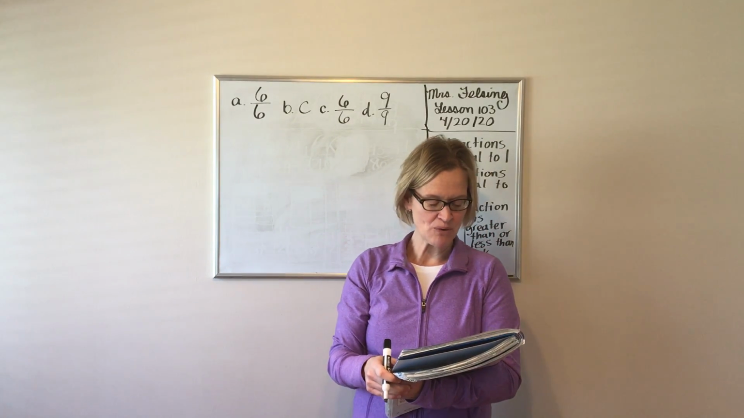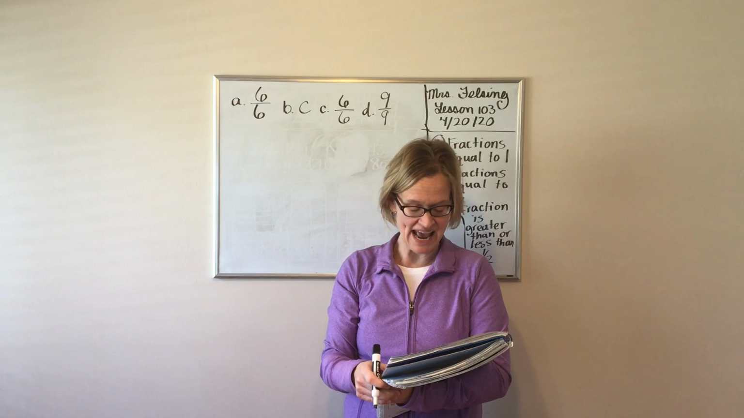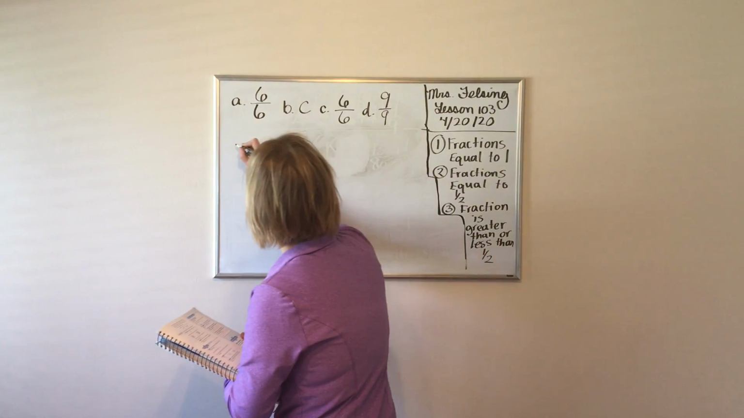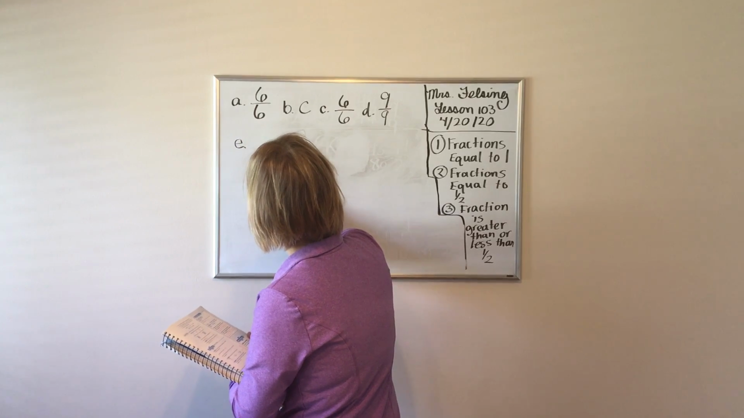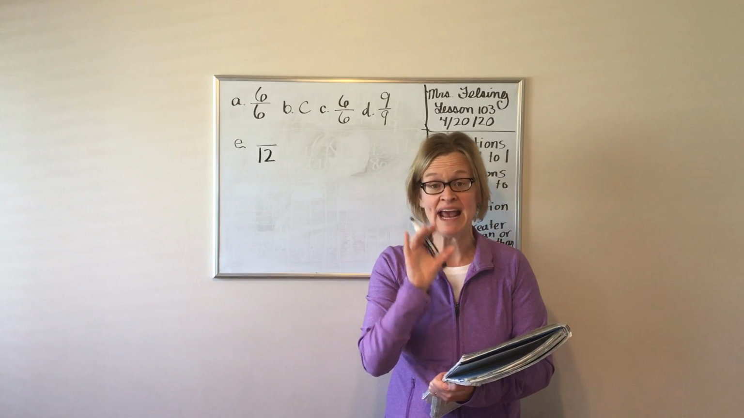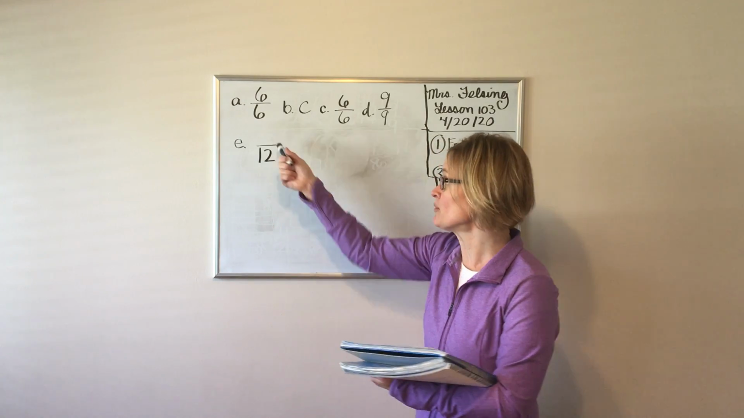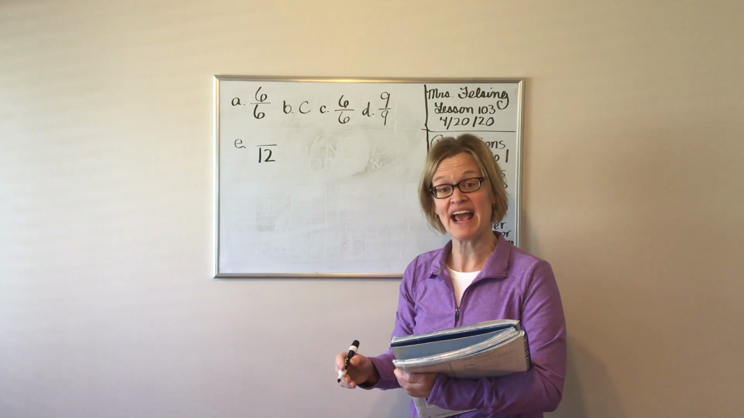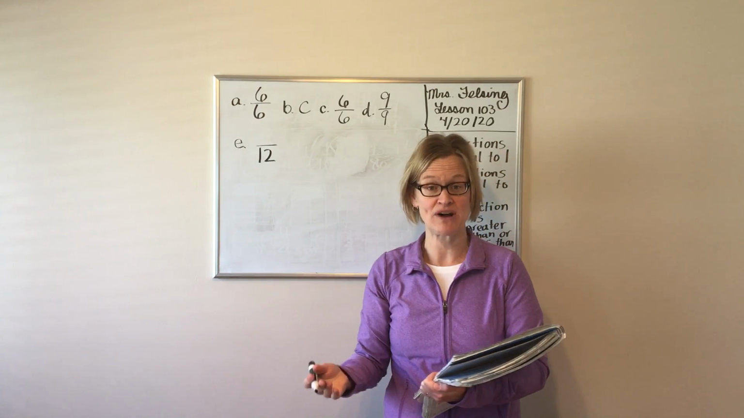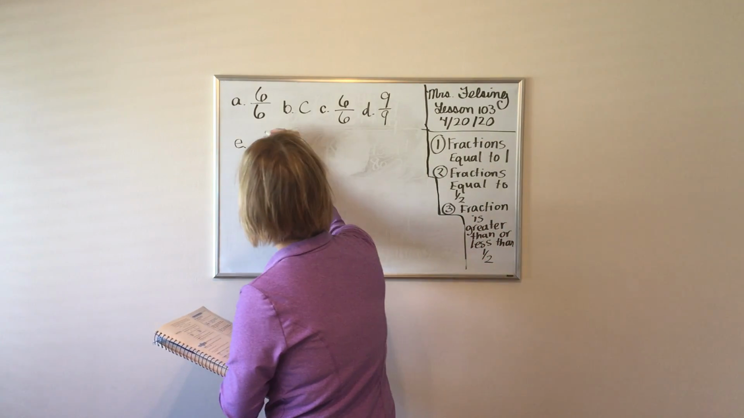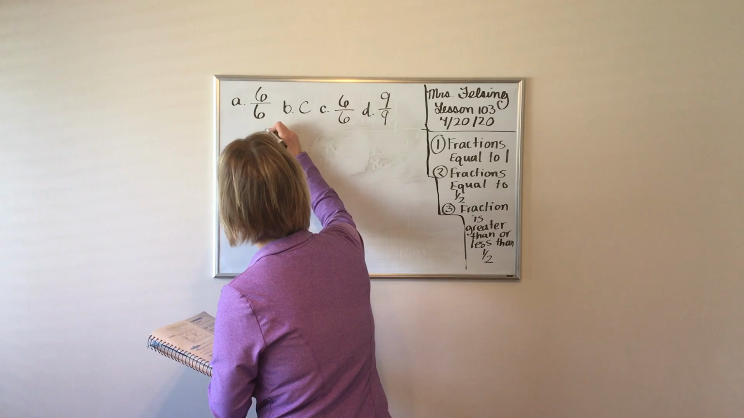Letter E. Write a fraction equal to 1/2 with a denominator of 12. So we go to E. We put our denominator on the bottom, and we need it to equal 1/2. Remember, the numerator has to be half of the denominator in order for it to equal 1/2. What is half of 12? 12 divided by 2 is 6. So our numerator will be 6.